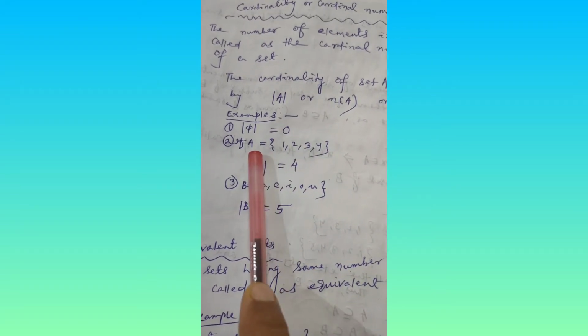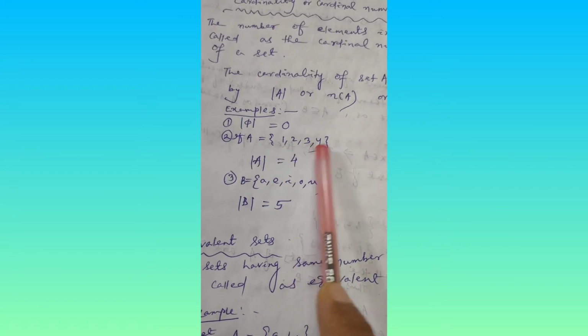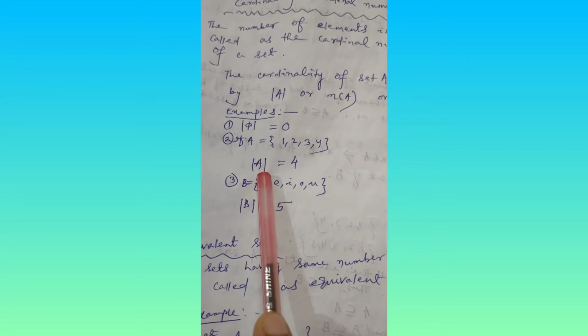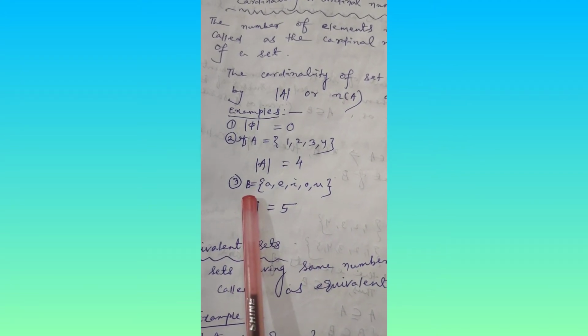Let's consider this set phi. Phi has no elements, therefore its cardinality is 0. Consider the set A. It has the elements 1, 2, 3 and 4. Here A has 4 elements, therefore cardinality or cardinal number of A is 4. We consider the set B.